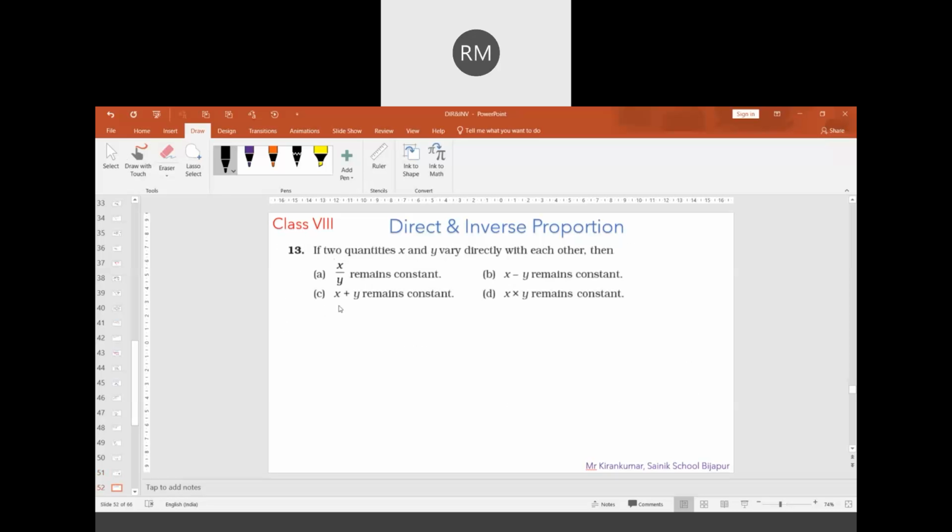Question 13. If two quantities x and y vary directly with each other, then x by y remains constant, x minus y remains constant, x plus y remains constant, or x into y remains constant. Which one? Option A, sir. They have given that they vary directly. For direct proportion, the ratio is constant. K is equal to constant.